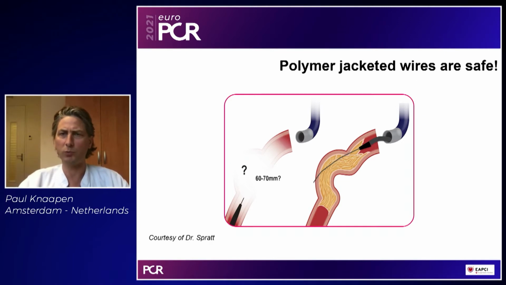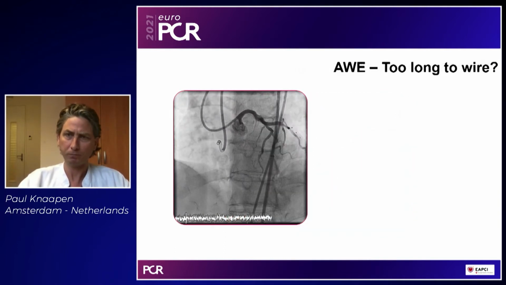This is a slide of James Pratt. If you don't know the course of the artery, if the artery is long, if the artery is calcified, if you take a stiff wire, the likelihood of perforating are extremely high. If you take polymer jacketed wires, either being soft, but also being stiff, the chances of perforating are extremely low. So for patient safety benefit, polymer jacketed wires are much safer than stiffer wires.